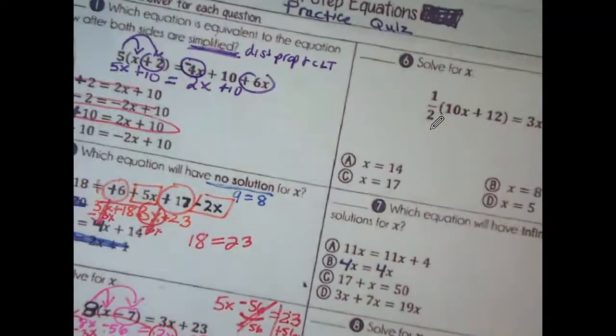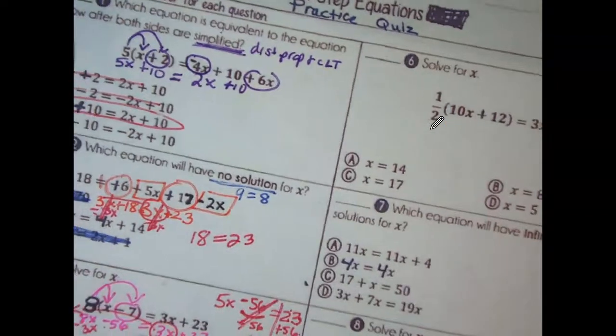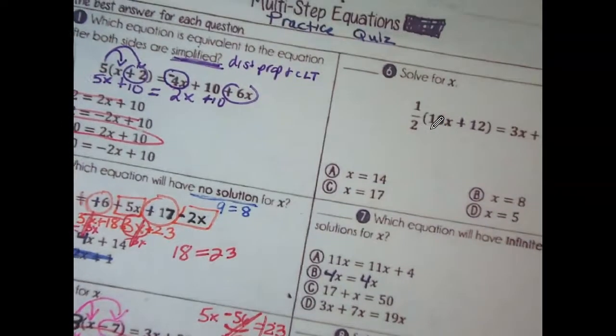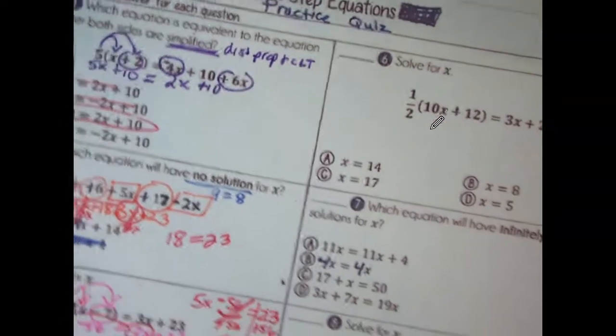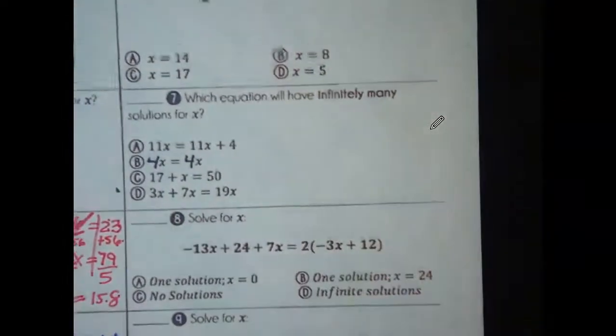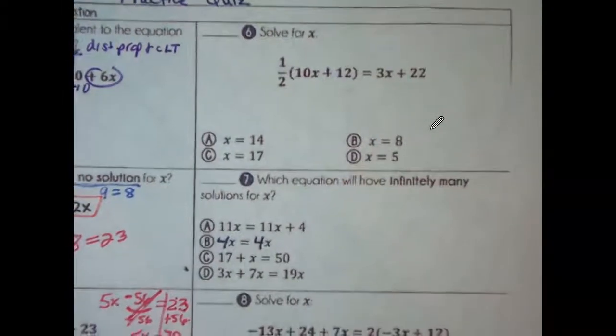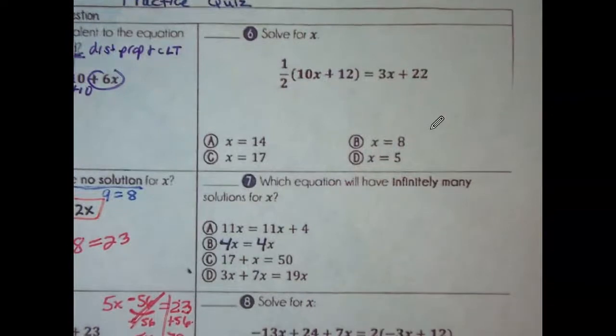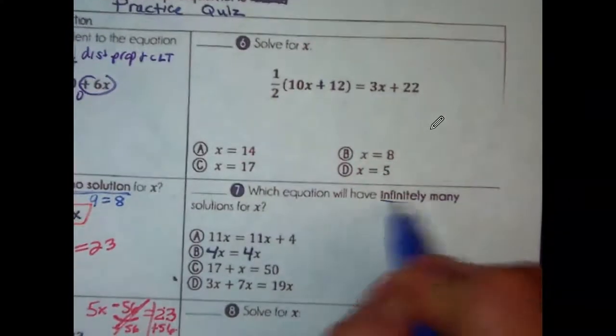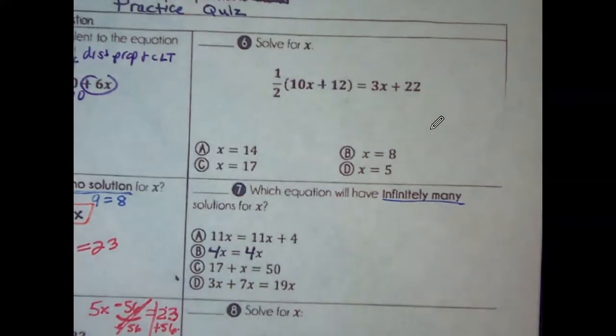Okay, so now we're skipping around because we don't have time for all of it, but I want to make sure we are doing the ones that we haven't seen yet. So we're going to move right to number 7. The question is, which equation will have infinitely many solutions? So remember, infinitely many solutions means it looks exactly the same on both sides.